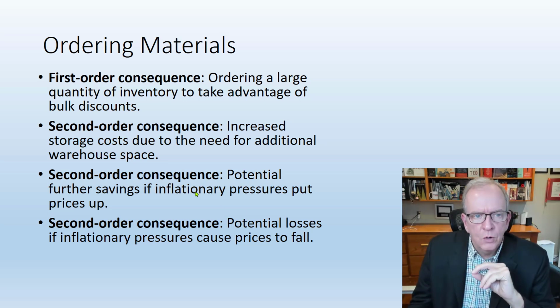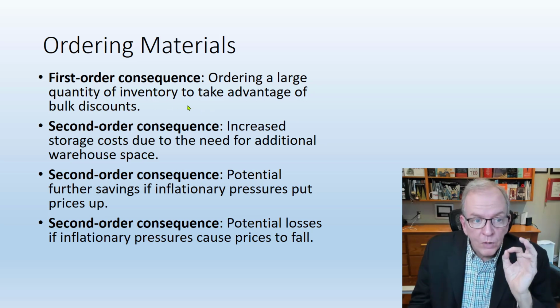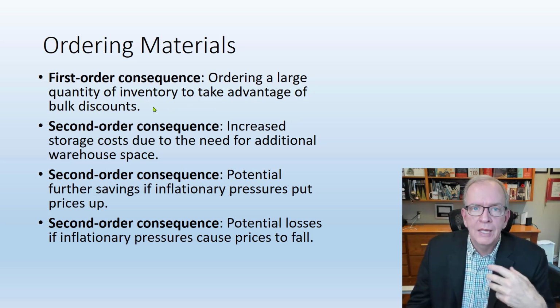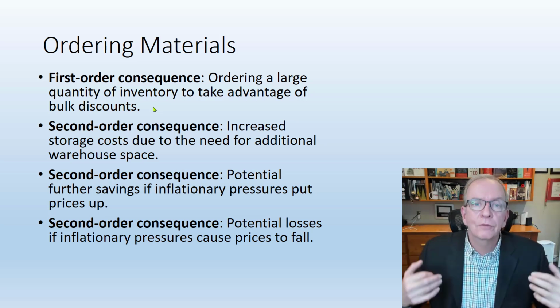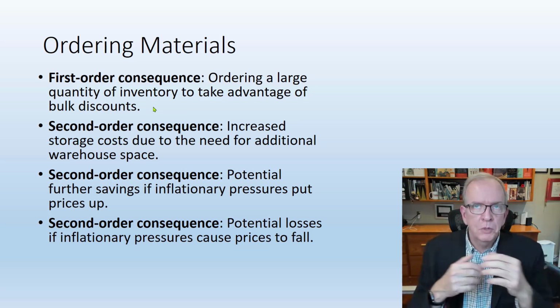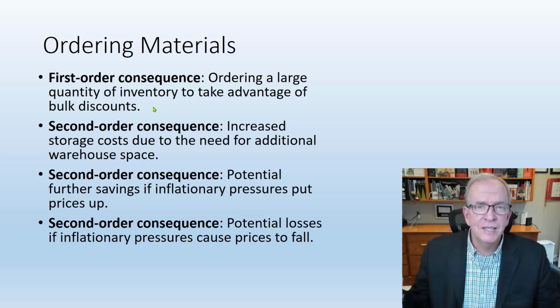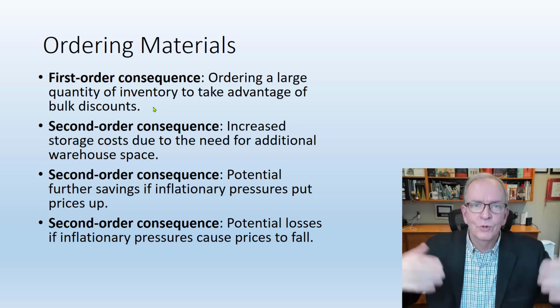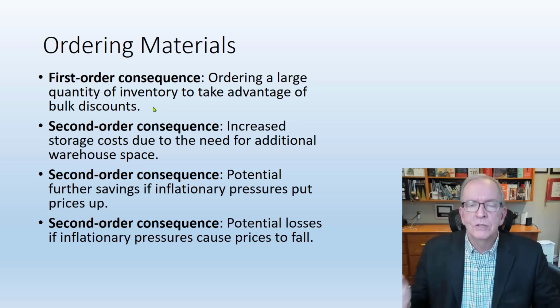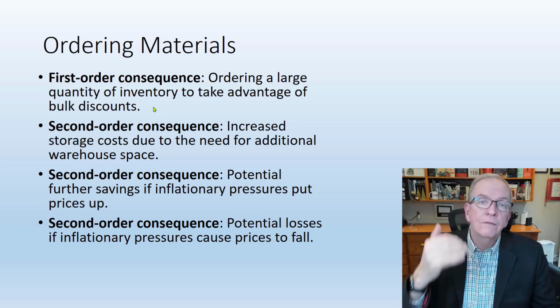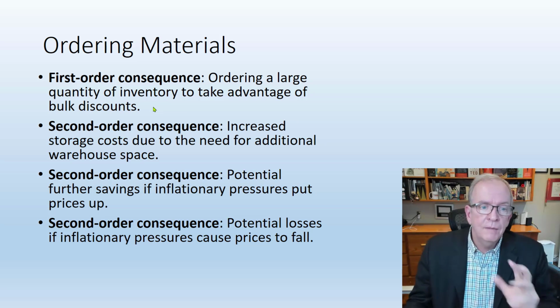All right, so we're ordering materials. First order consequence: well, it's probably positive, right? If we've got this opportunity to take advantage of a huge discount if we take delivery of the materials sooner. Probably we're getting that discount because it's taking up space in the supplier's yard. They want to get rid of all of this material as soon as possible, and they're willing to give you a discount to take it, okay?